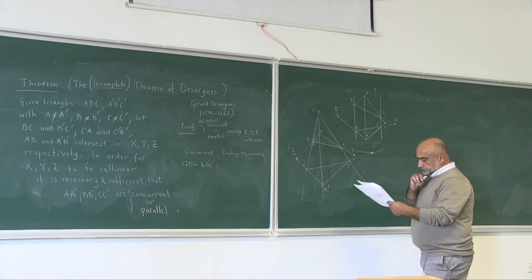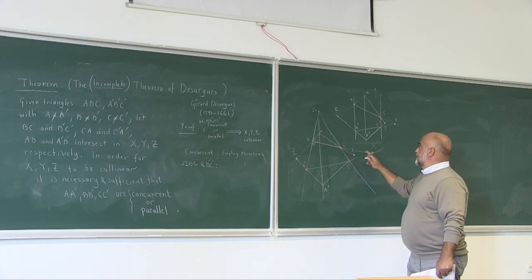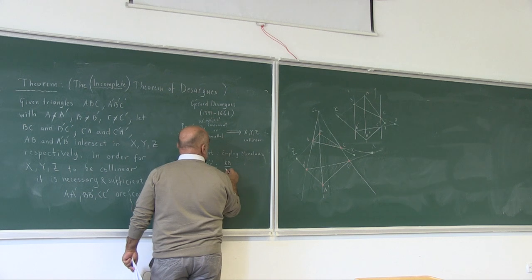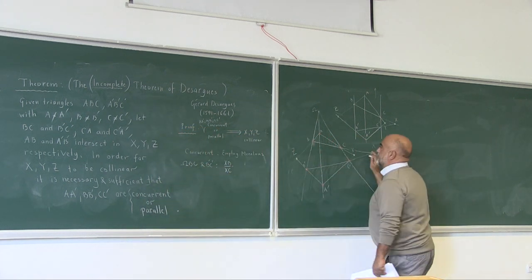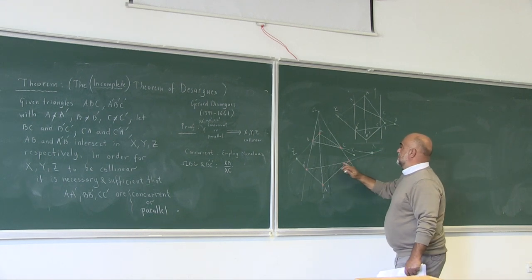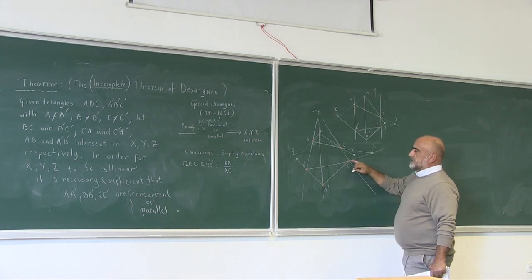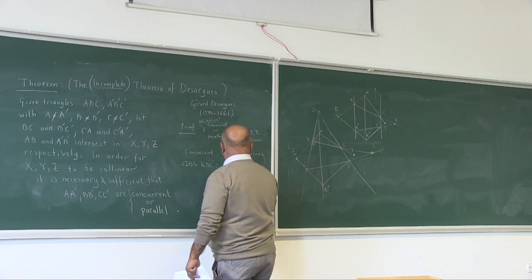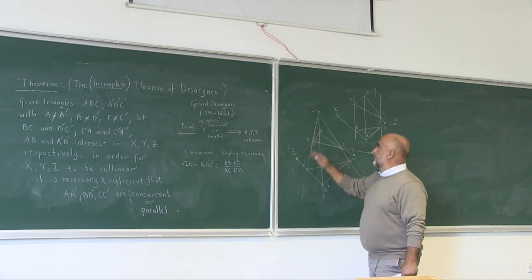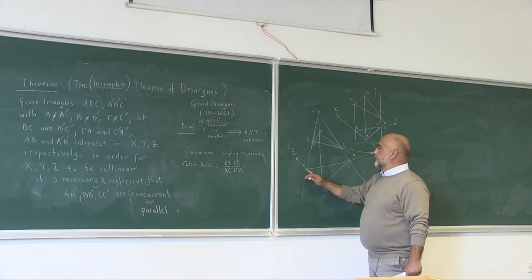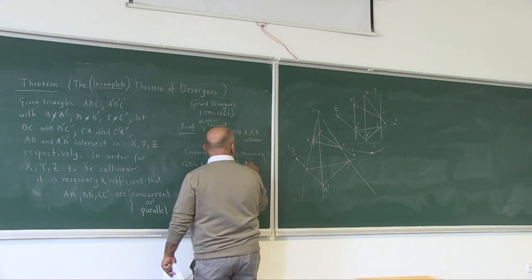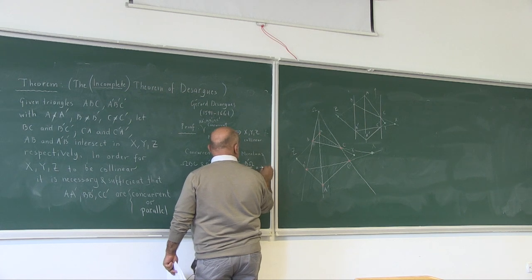Well, I guess I can start with X, that being on the side BC. So XB by XC, times, well, the straight line B prime C prime intersects the side omega C in C prime. So C prime C, C prime omega. And finally, of course, the same line intersects omega B in B prime. So what I have to write is B prime omega by B prime B. These three things multiply out to give you plus one.